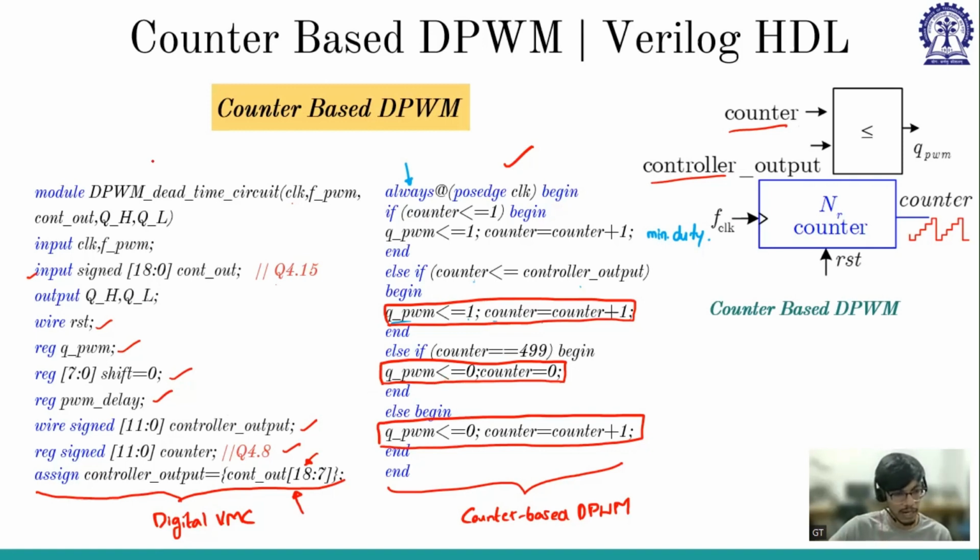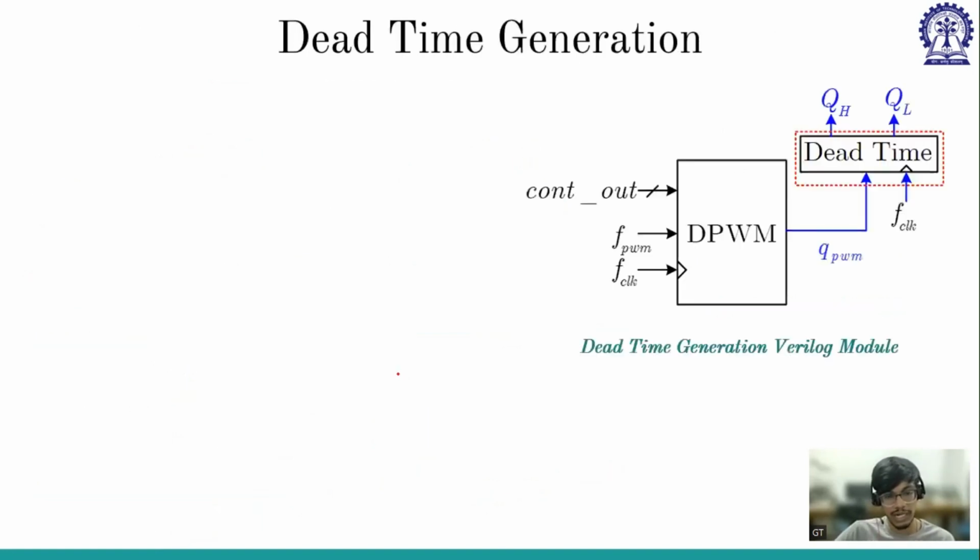So this part will be coming in next week where I will explain. So this part should be clear. So this is about digital DPWM. Now coming to the dead time circuit.